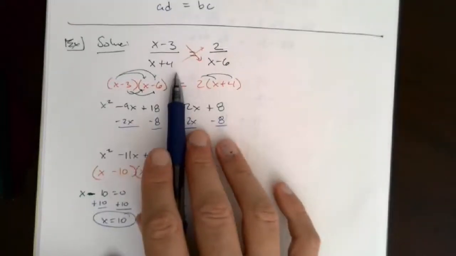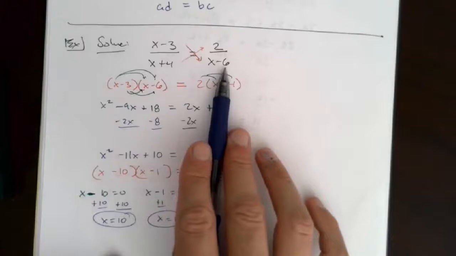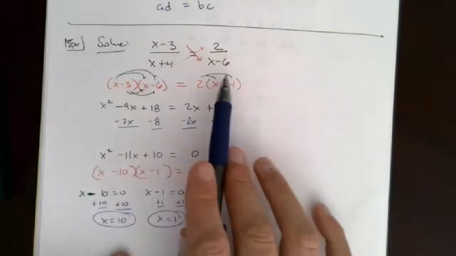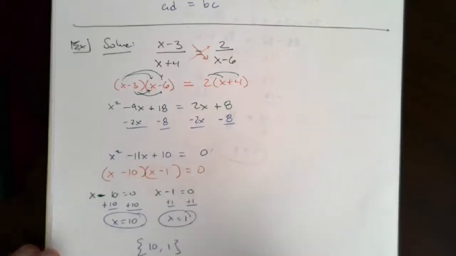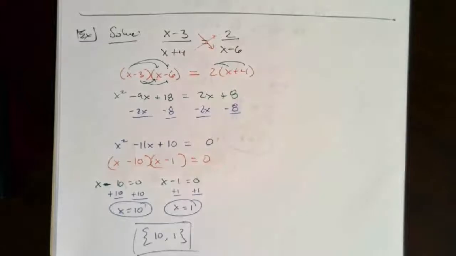Make sure neither of those makes this denominator 0. Well, here 10 plus 4, that wouldn't be 0. 10 minus 6, so 10's good. 1 plus 4 doesn't make it 0. 1 minus 6 doesn't make it 0. So two answers, 10 and 1. You could write this in set notation as 10 and 1, or 1 and 10. Order doesn't matter inside of a set. But make sure you understand that the solution is two answers here. And that's okay. You have two answers that could make this true. Either x is 10 or x is 1.